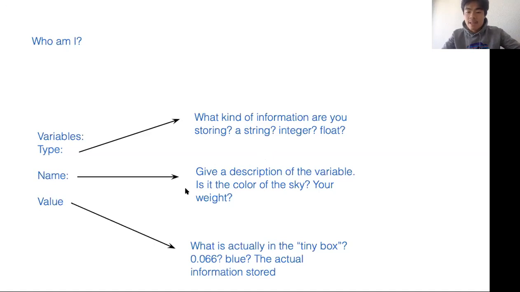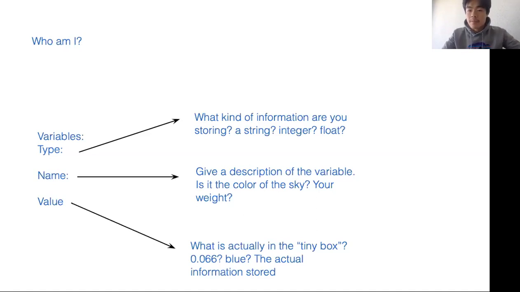And then the name. The name is like the description of the variable. What exactly is the information you are storing in the variable? Is it the color of the sky? Is it your weight? It should be very descriptive so you know what variable you're using. And the value is what's actually inside the metaphorical tiny box. So what's the information? Is it just blue, 0.66? This is the actual information inside the variable.